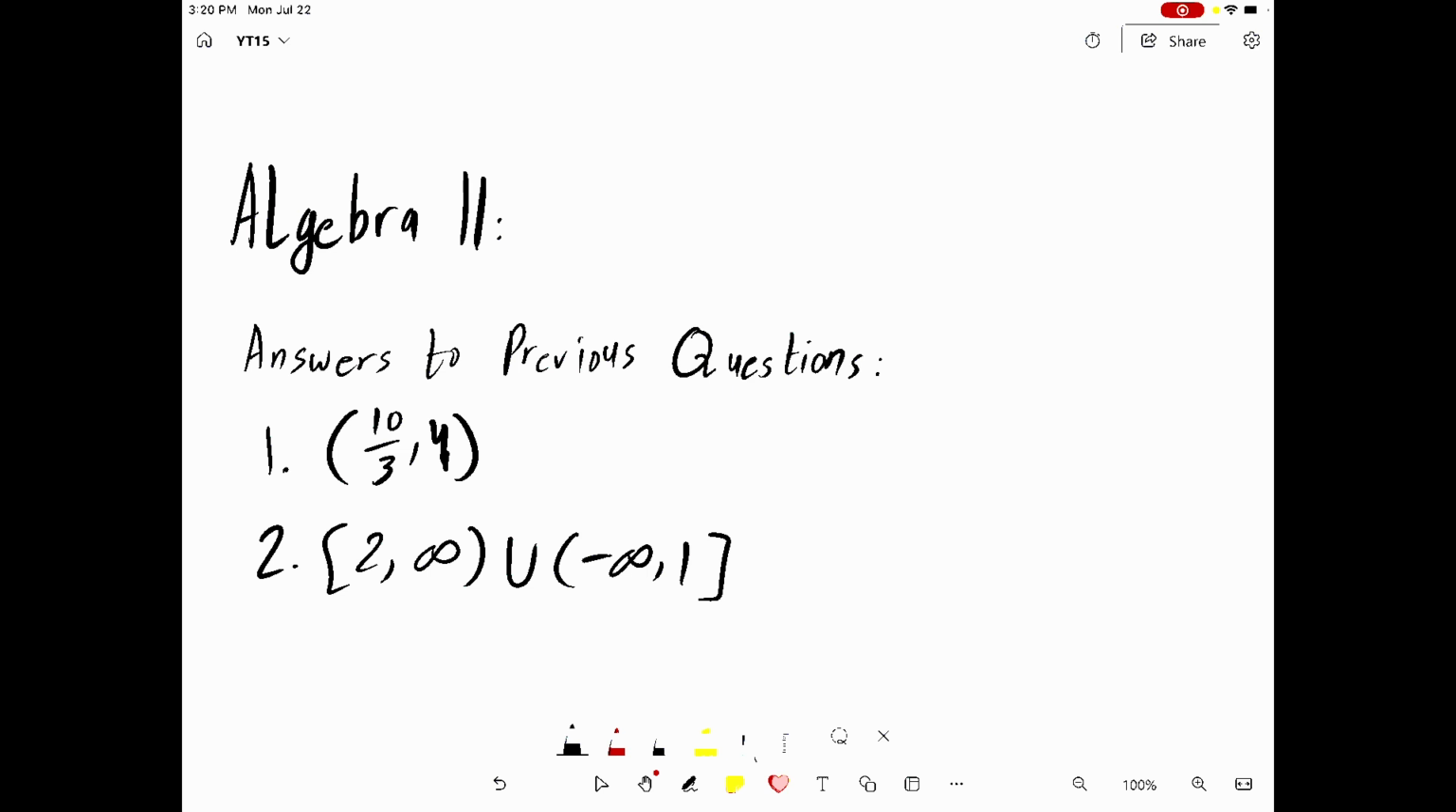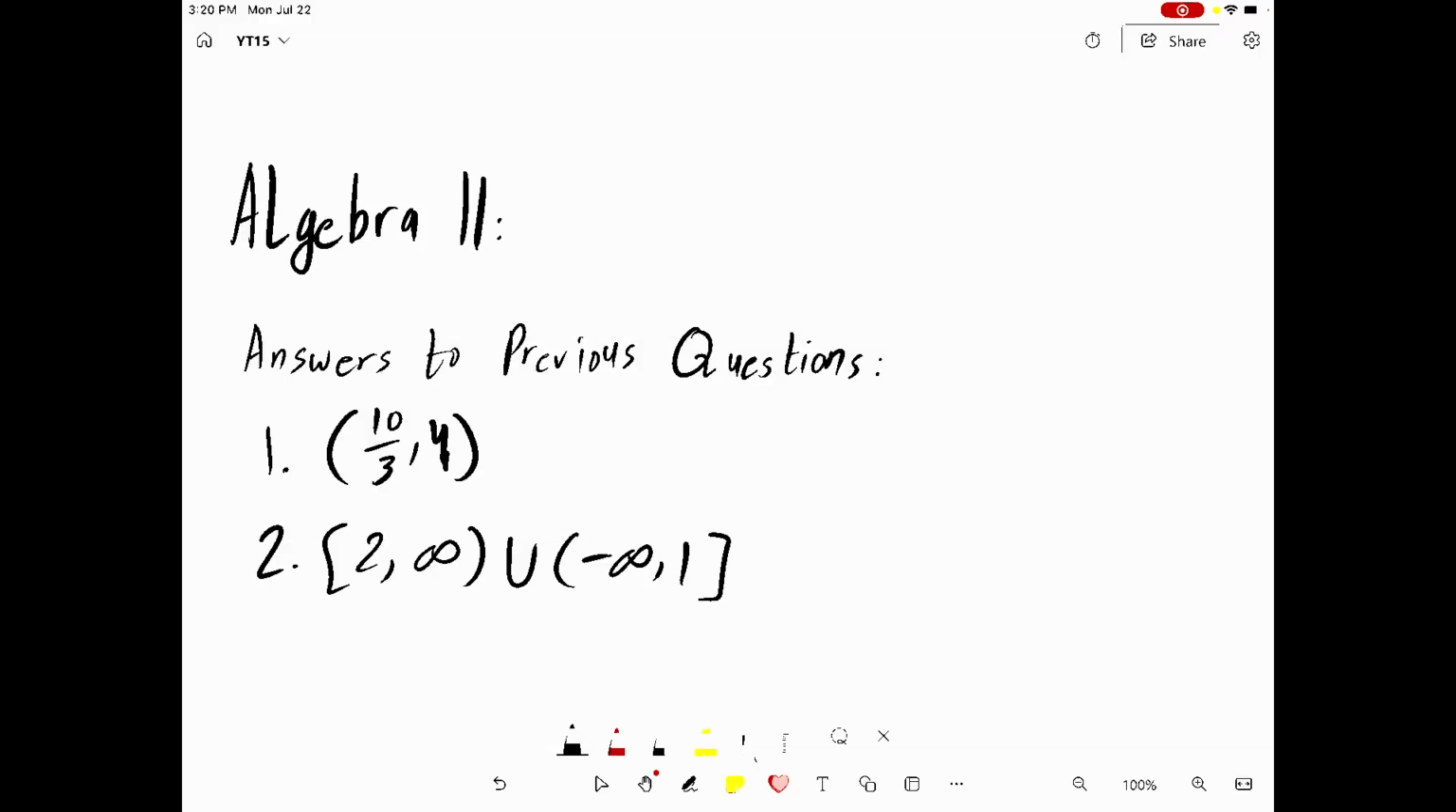So without further ado, let's go on to our answers to our previous questions. For our first question, the answer is [10/3, 4] with brackets on both sides. For our second question, it's parenthesis and bracket on the right side, (2, infinity), union symbol, bracket on the left, parenthesis on the right, (negative infinity, 1].